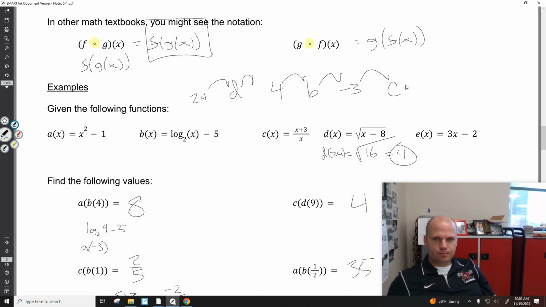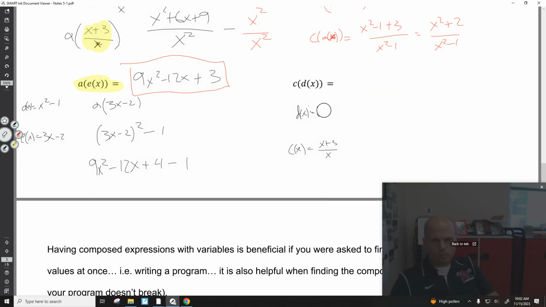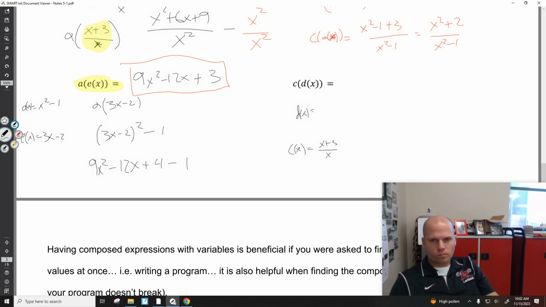C of d of x. D of x is root x minus 8. C of x is x plus 3 over x. Okay. Taking d of x, plugging into c of x. This is c of root x minus 8. I will plug in root x minus 8 wherever I see x. This becomes root x minus 8 plus 3 over root x minus 8.